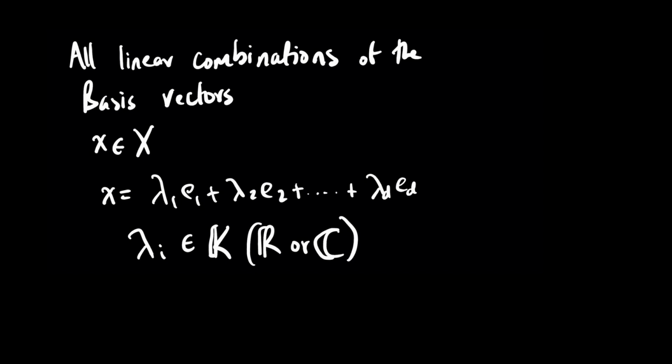Thus, any vector x in big X can be written as x is equal to lambda 1 times E1 plus lambda 2 times E2 all the way up to lambda d times ED, where the lambda sub i are scalars in K, either real or complex numbers.